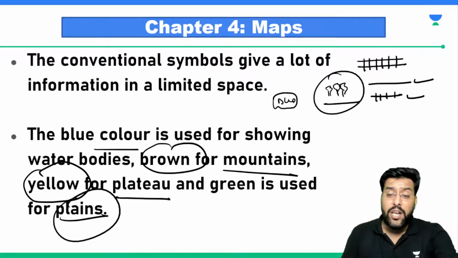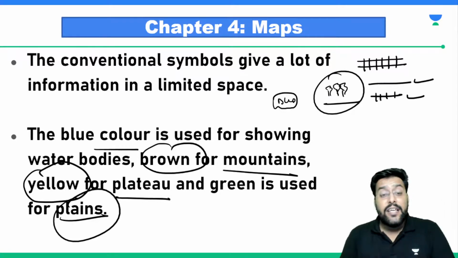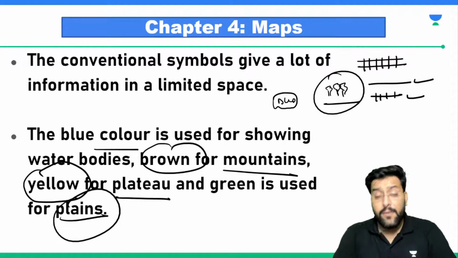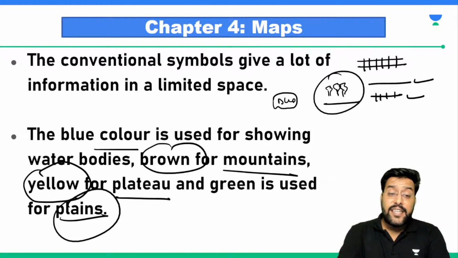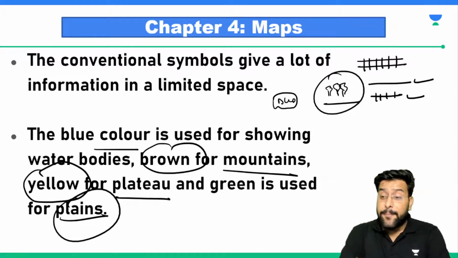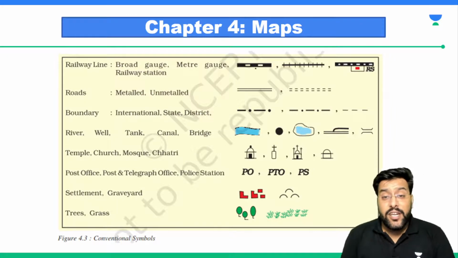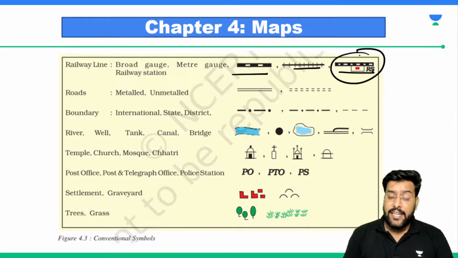If there is a water body, we use blue color. So seeing that blue color, we are immediately able to understand that here we have water. If we see brown color on the map, it is clear that mountains are there. If we use yellow color, it means there is a plateau. If we are using green color, it means there are plains. Railway lines can be represented like this. For example, broad gauge, meter gauge, and railway station will be represented like this.